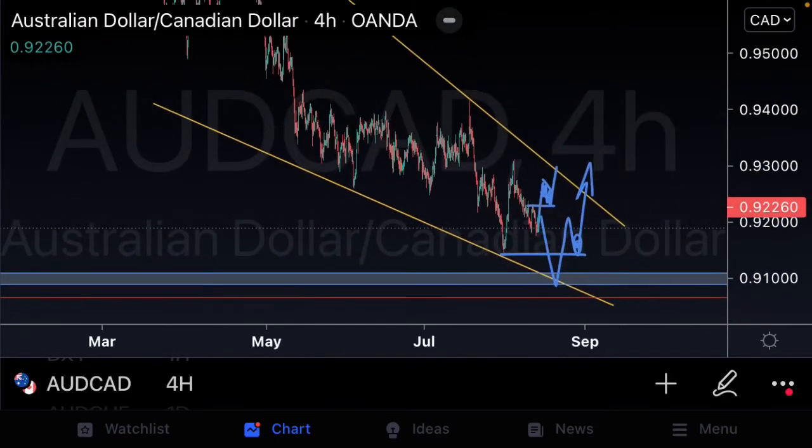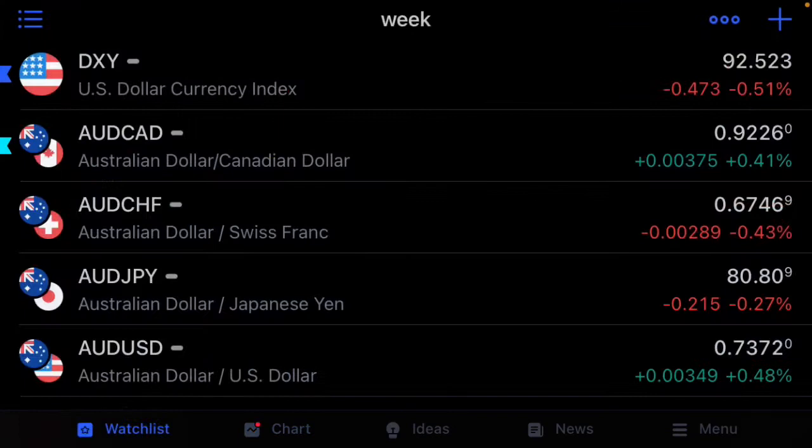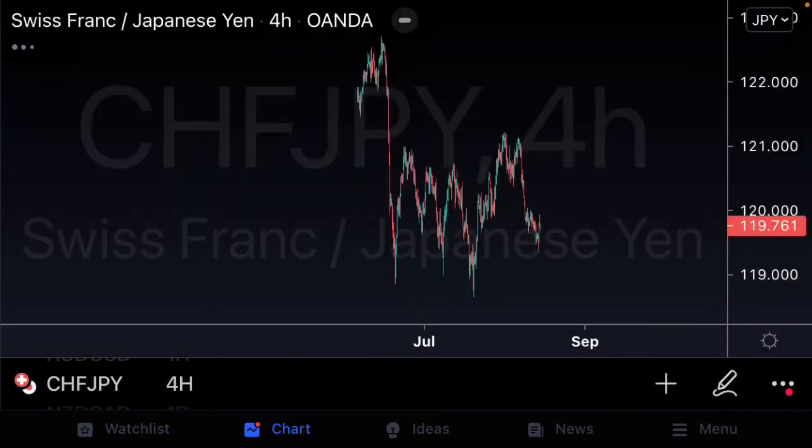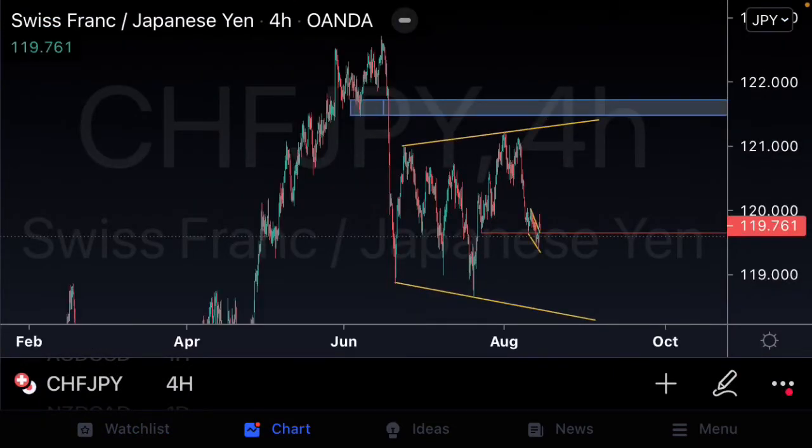Now, this is our bias, guys, on Aussie CAD. Hopefully you guys see it. Hopefully you guys can see the reasons why we're looking for that buy. Let's get on to the next pair, that's Swiss yen. We'll stick on the 4 hour with Swiss yen, guys.